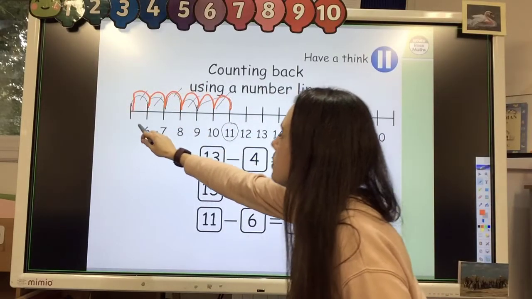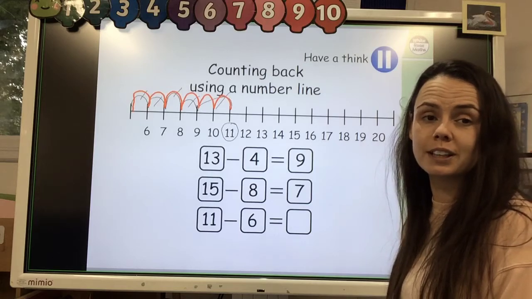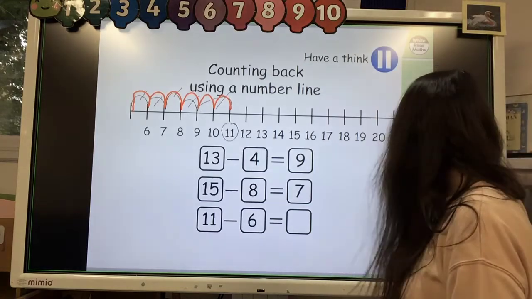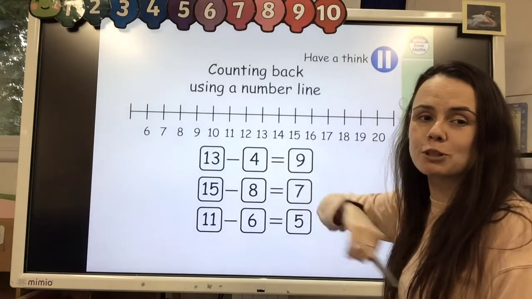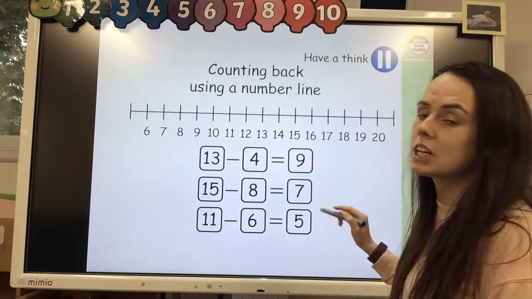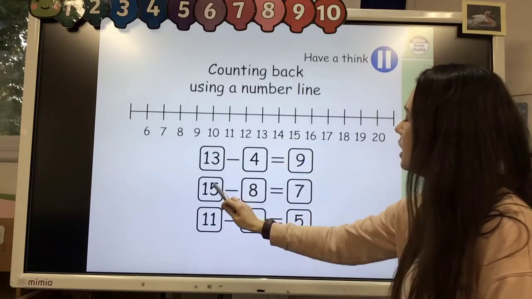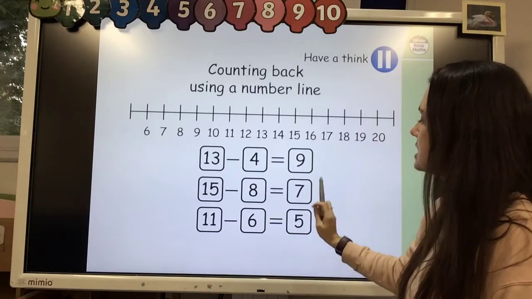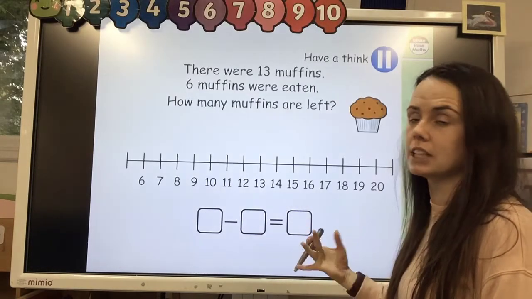And then that makes my number line. And what number goes here? Do you know? You're right. It's the number 5. Well done. I chopped it off on the end to see if you would remember. So we've got 13 take away 4 is 9. So 13 to 9. 15 take away 8 is 7. And 11 take away 6 is 5. Well done. Now let's have a look at this one.